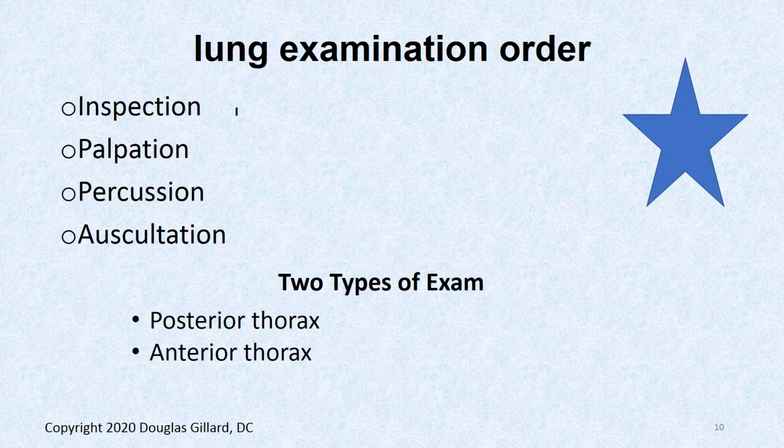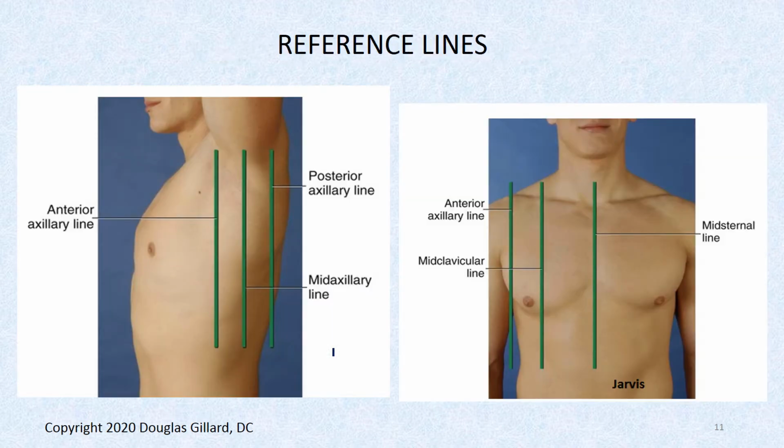So we have inspection, palpation, percussion, and auscultation is the pattern. There's 2 parts to this. We examine the posterior thorax, which is more time-consuming, and the anterior thorax.